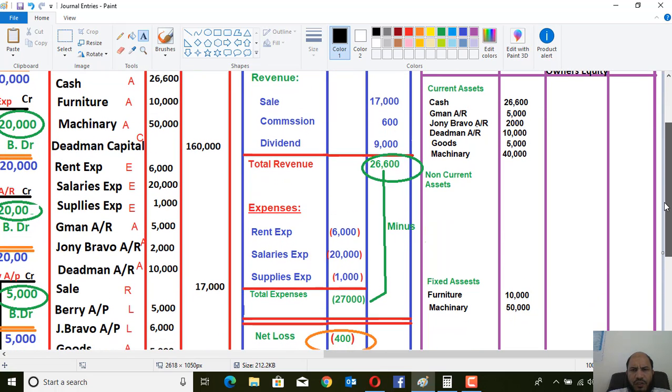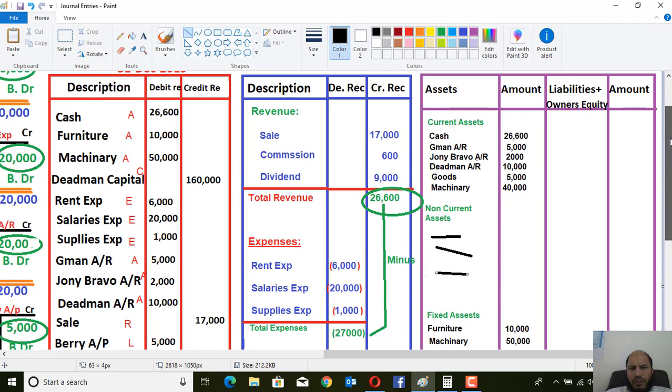Okay, dear students, we do not have any type of non-current assets. We will keep this vacant, so we do not have anything over here.